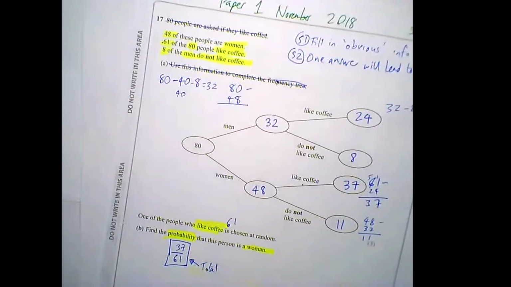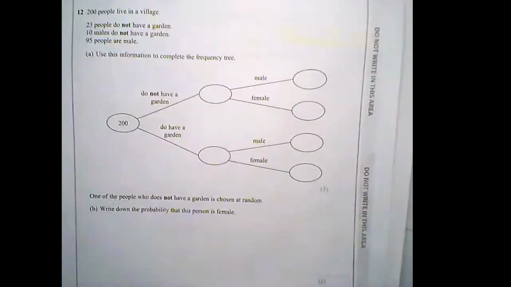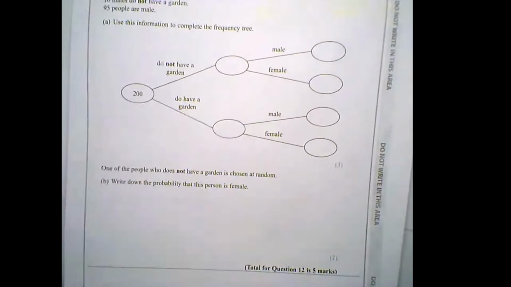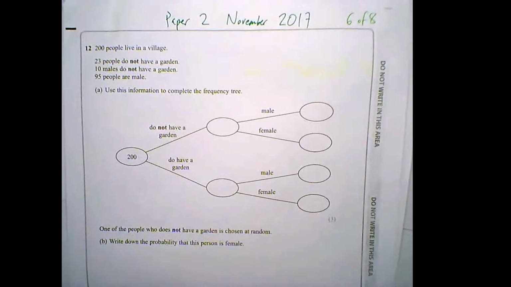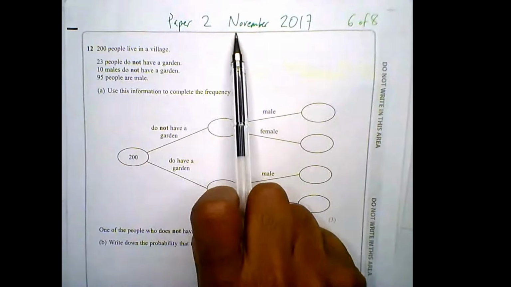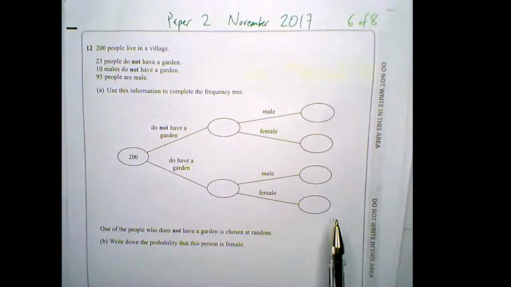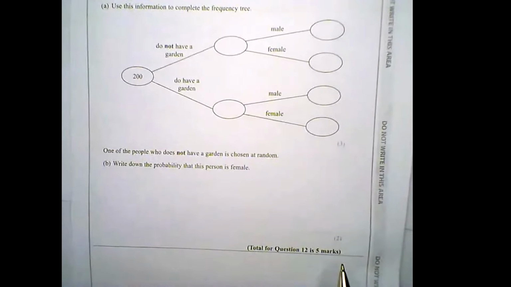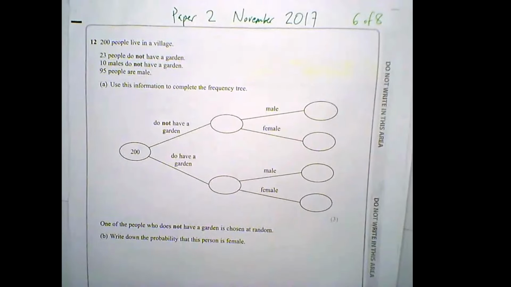Right, let's go to question 6 next. Here is question 6. Okay, this is from paper 2, calculator paper, November 2017. And part A is worth 3 marks and part B is worth 2 marks. Press pause and have a go. When you're ready, press play for the answer.